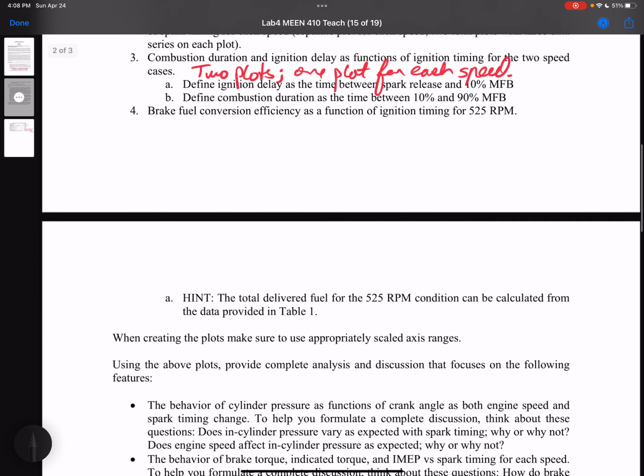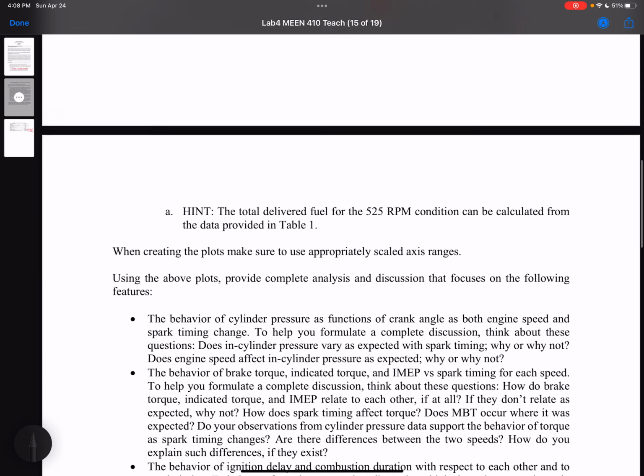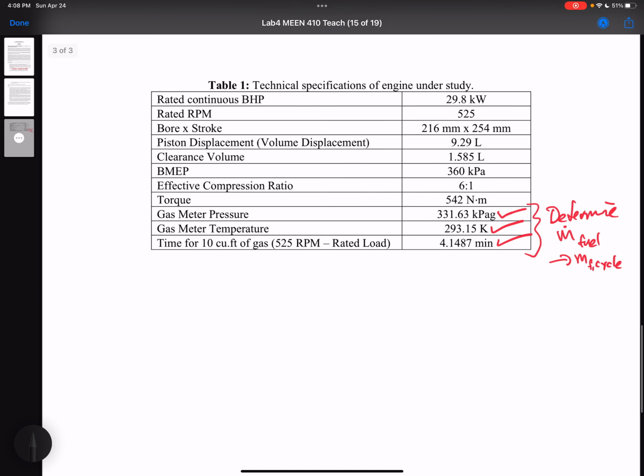Okay, and then the final item to plot is the brake fuel conversion efficiency as a function of spark timing, ignition timing, at just one speed, the 525 RPM speed case. And the reason why we're only doing it at that one speed is because that's the only case that you have fuel flow rate data for, right?